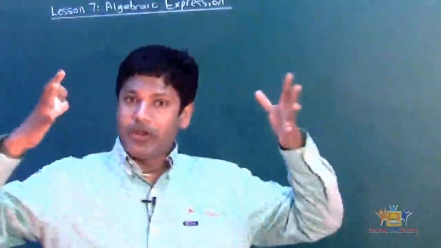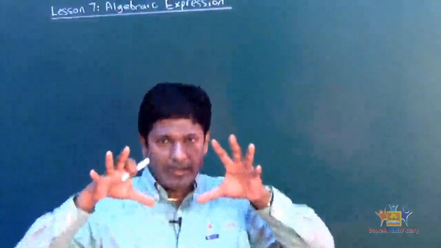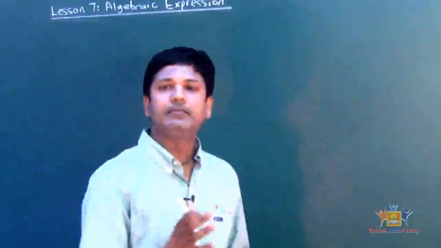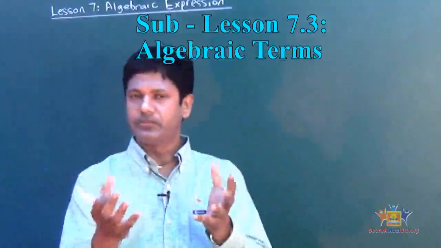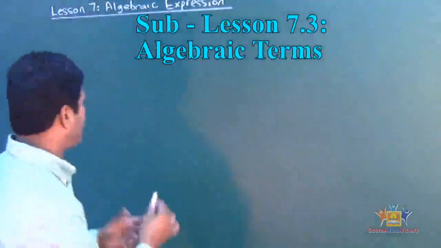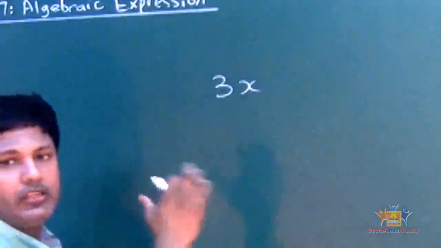I'm glad. So I want you to understand the concept of unknown, how to identify the unknown. Now in this sub-lesson, we're going to talk about algebraic terms. What are algebraic terms? I'll give you an example. Let's say I put 3x. This is called a term.